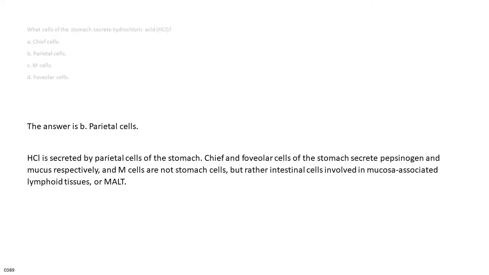The answer is B. Parietal cells. HCl is secreted by parietal cells of the stomach. Chief and foveolar cells of the stomach secrete pepsinogen and mucus respectively, and M cells are not stomach cells, but rather intestinal cells involved in mucosa-associated lymphoid tissues, or MALT.